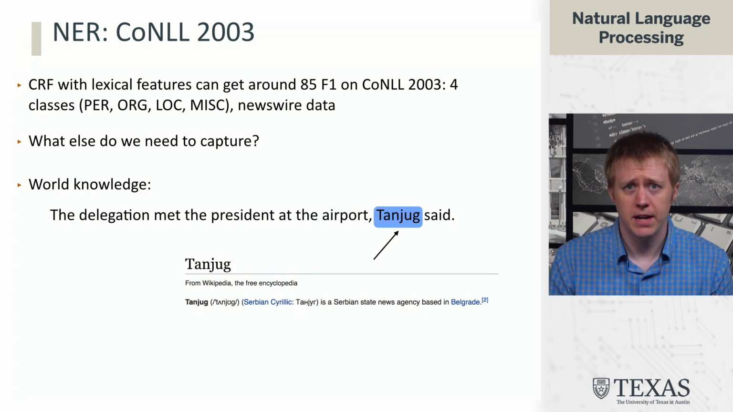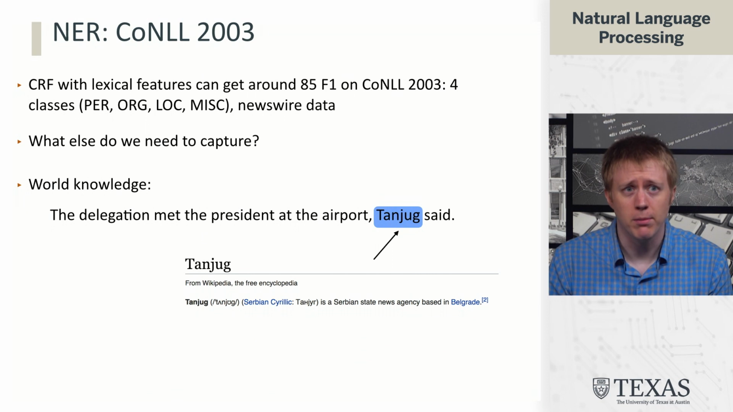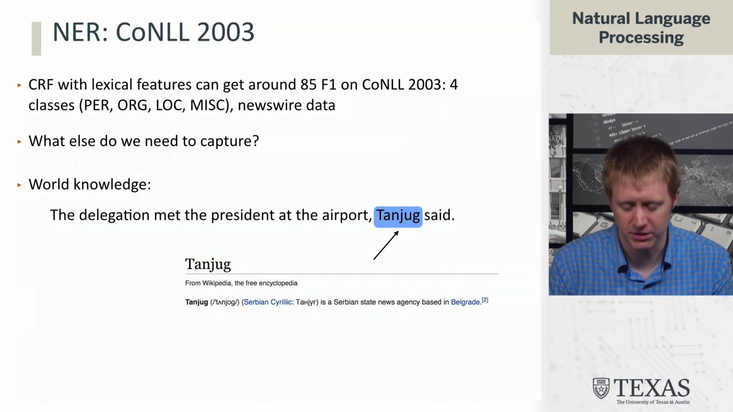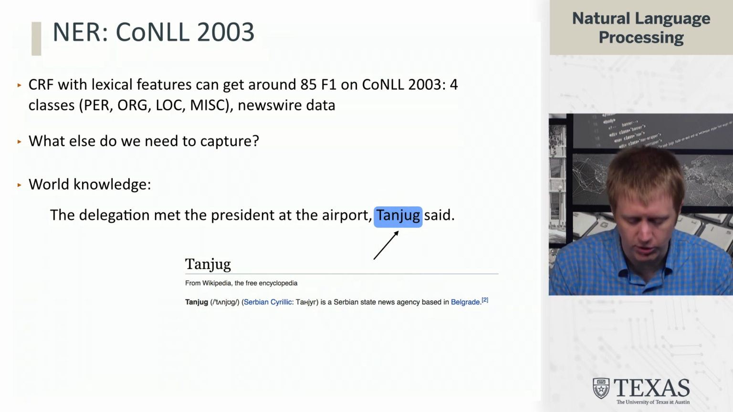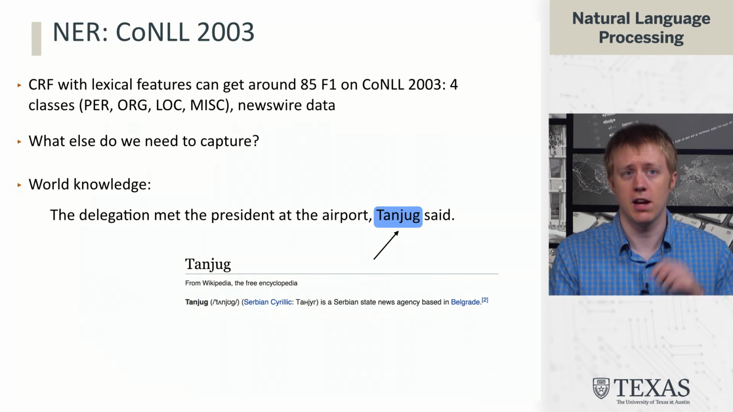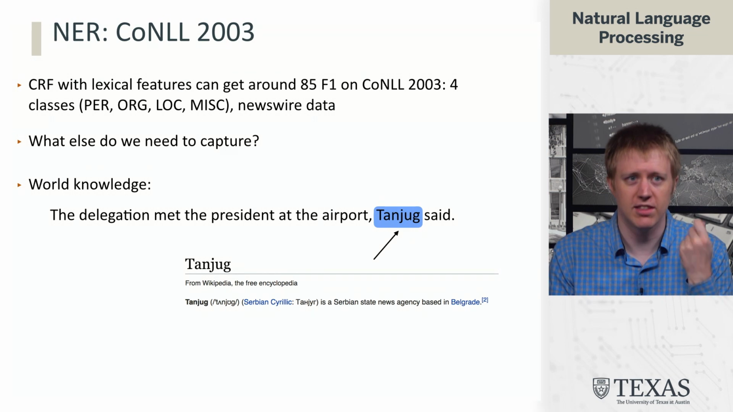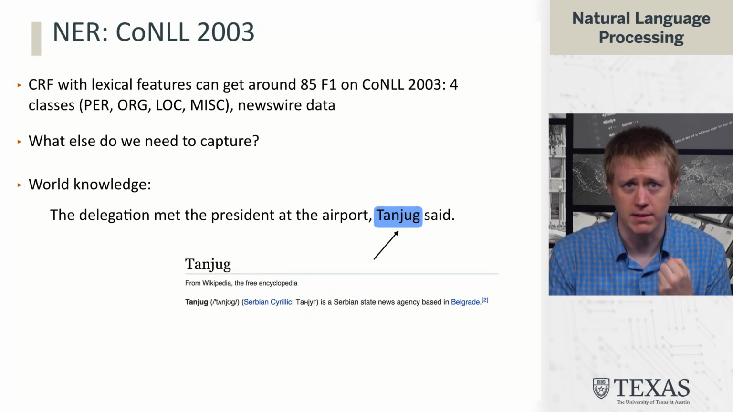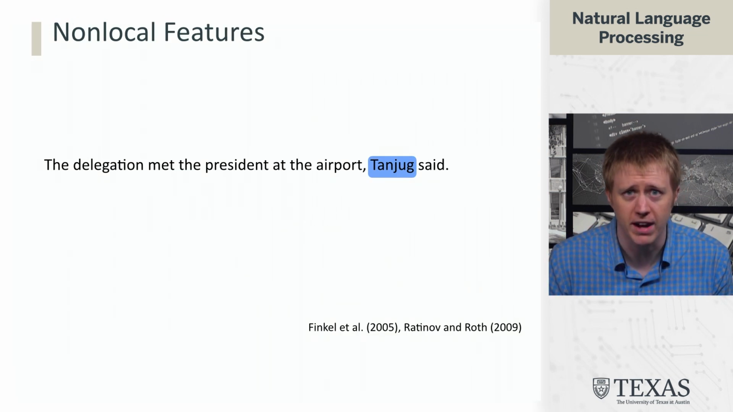One of the big factors in NER is world knowledge. For example, the delegation met the president at the airport. Tanjug said, and you probably don't know what Tanjug is. If it's a person, in this case, it turns out it's an organization. It's a Serbian state news agency. But by looking on Wikipedia, we could say, okay, this thing looks like an organization. Great. That's one big factor.